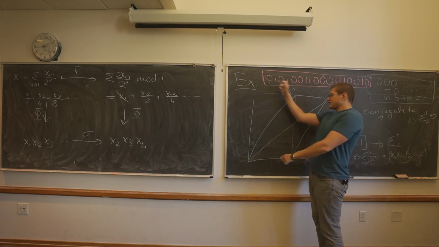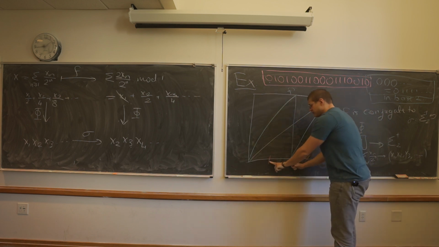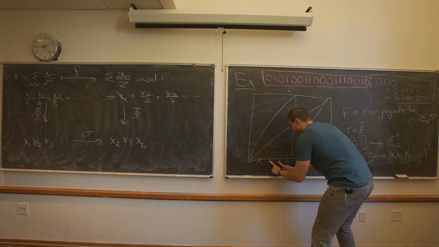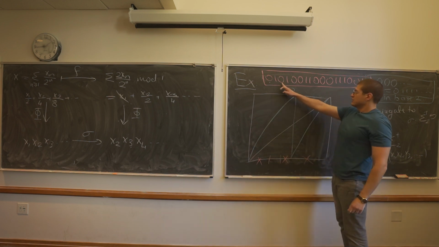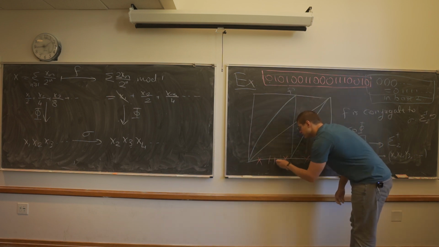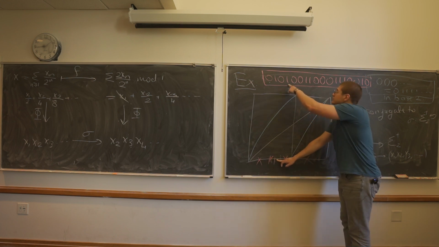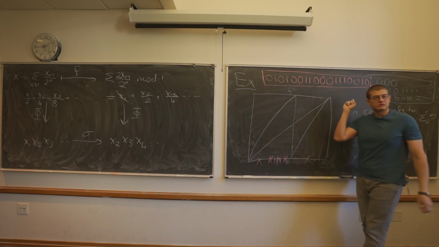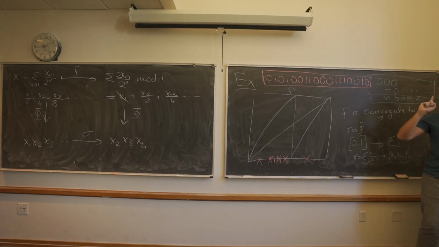Then it's at 1, which means that divided by 2, it has to be here. Then divided by 2, it has to be here. Then 1 has to be here. Then divided by 2, it has to be here, and so on. Do you get the idea? Okay.